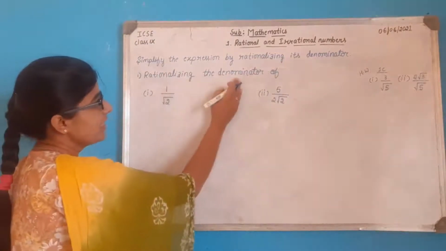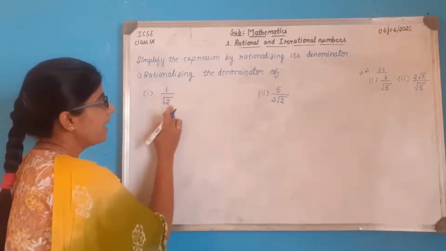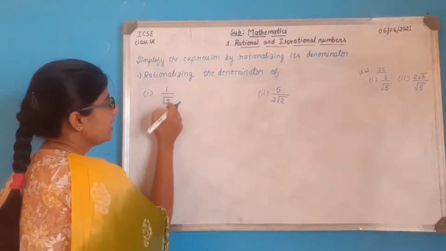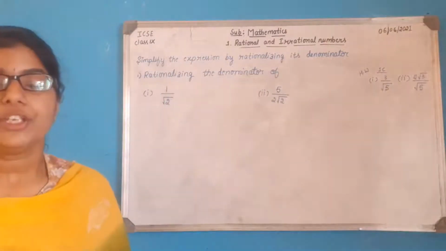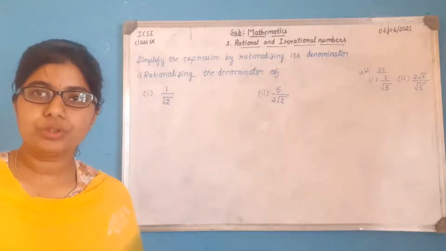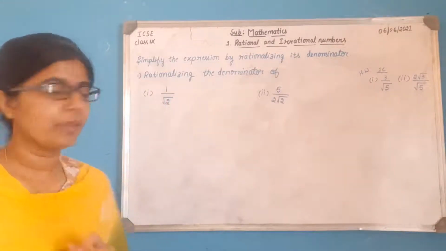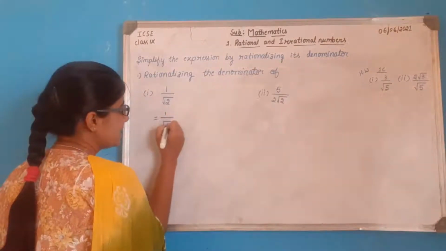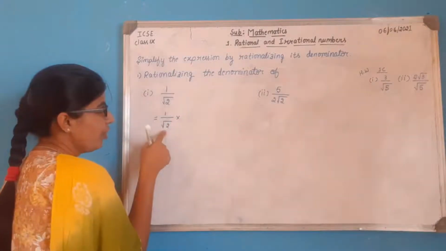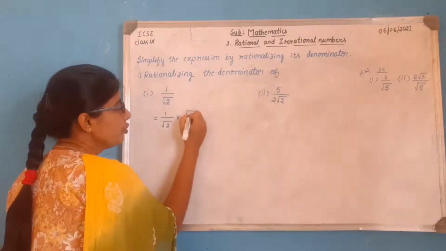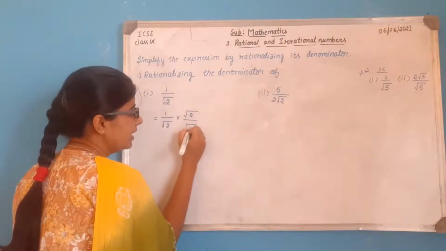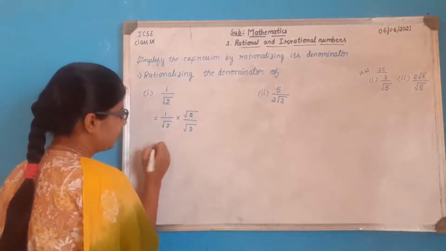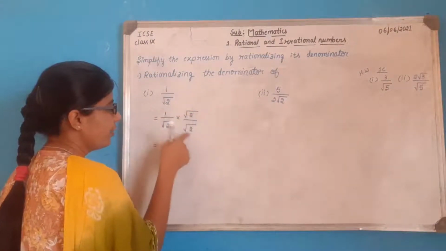Now observe, rationalizing the denominator of 1 by root 2 is the first question. What is the denominator given here? Root 2 is the denominator. You have to multiply that root 2 to both the numerator and denominator. That is the first step. Write down 1 by root 2 as it is and multiply the denominator root 2 to both numerator and denominator. Clear? Next step, you multiply numerator with numerator and denominator with denominator.